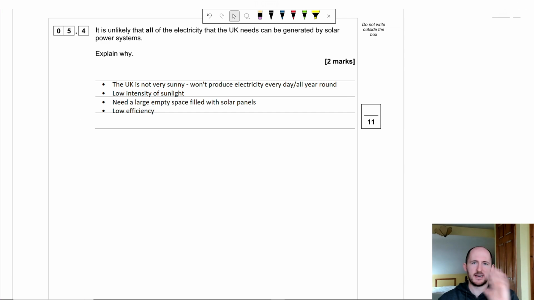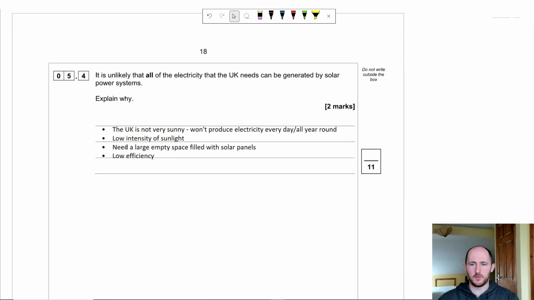So again, I'm not going to try and get into politics or anything like that, but 2 of these reasons will be pretty good. Again, with low intensity or not very sunny, you can even say things like number of hours of daylight is too low, as an example, which again is a very good point for anyone that actually lives in the UK.